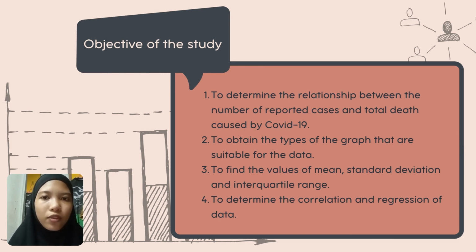Then, I would like to talk about the objective of our study. The first objective is to determine the relationship between the number of reported cases and total death caused by COVID-19. The second one is to obtain the types of the curve that are suitable for the data. The third one is to find the values of mean, standard deviation and interquartile range. And the last one is to determine the correlation and regression of data.